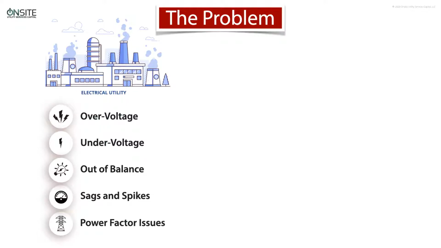And there are power factor issues. A low power factor is a common occurrence in commercial and industrial buildings. Buildings with a lot of induction motors are the typical cause of low power factor.